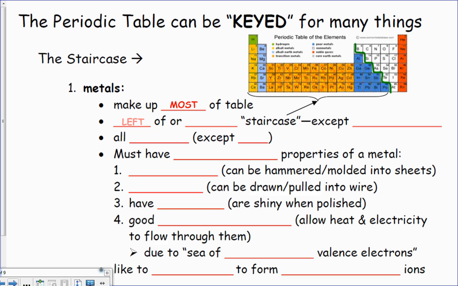There's a common question: 75% of the elements are metals. Left or below the staircase, except for hydrogen, is a metal. So that's all of this here, except for this guy. We'll get into in acids and bases that he can act like a metal and a nonmetal, so we'll get into that a little bit deeper later.